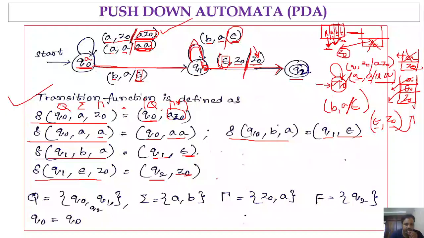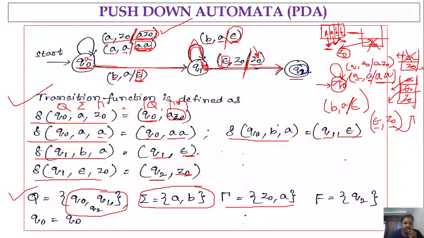Okay. That's it. Now, if we represent this entire pushdown automata in tuple notation, we have capital Q equal to Q naught comma Q1 comma Q2. Sigma is equal to A comma B. It is from the language property. And tau, you are going to have Z naught comma A. Why? Because Z naught is already there in the stack, and along with Z naught what we are pushing onto the stack, we are pushing A.